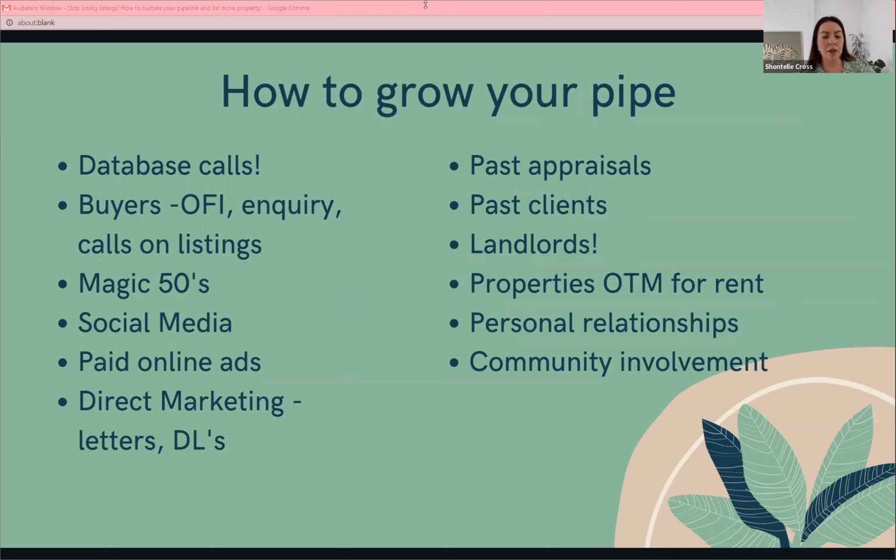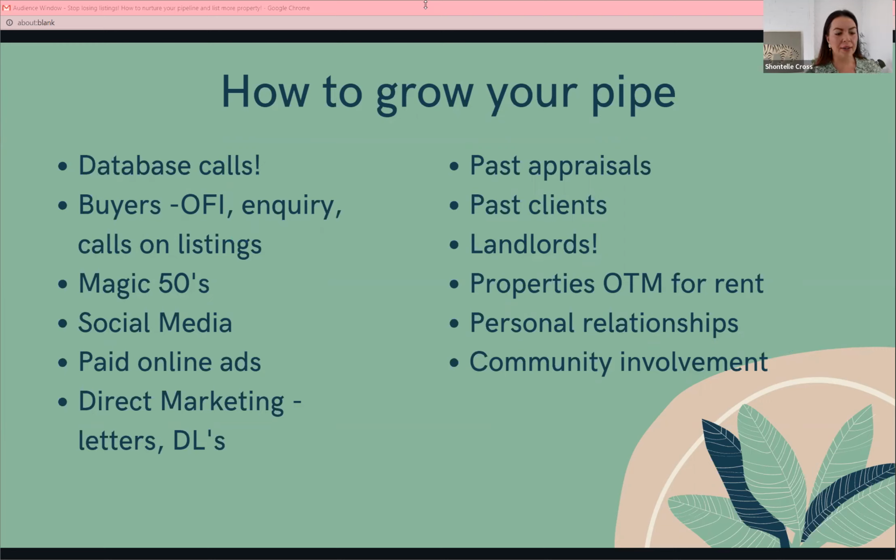Properties on the market for rent. This is a really good one. Again, investors, if they can get the right money for their property, they often will consider selling it, so that could be a much shorter term pipeline opportunity to have a look at. Your personal relationships and community involvement as well. Who knows, your child's parent at the school might be thinking about doing something. So there's a bunch of different ideas, and there are obviously so many more that you can grow your pipeline from, but that'll get you started, I'm sure. Even just database calls, you'll get so much out of the database calls and your buyer inquiry. So easy place to start, that's for sure.